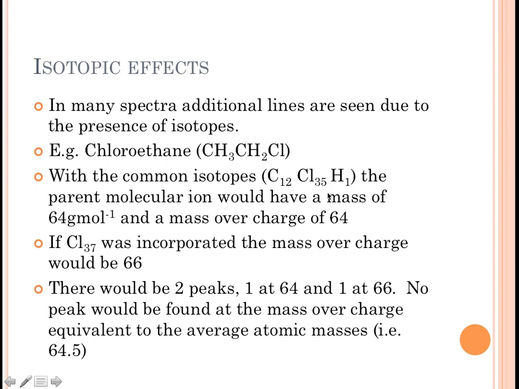So chlorine-35 is going to appear, and that would give us a mass over charge of 64. But if instead of that, we incorporated chlorine-37, then we're going to have a mass over charge of 66. What we're not going to see, though, is a peak equivalent to the average atomic mass of chlorine at 35.5, because any individual fragment can either have chlorine-35 or chlorine-37.